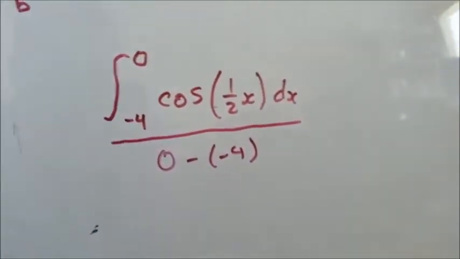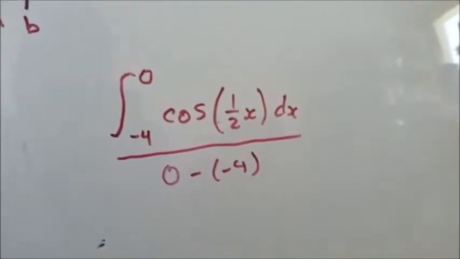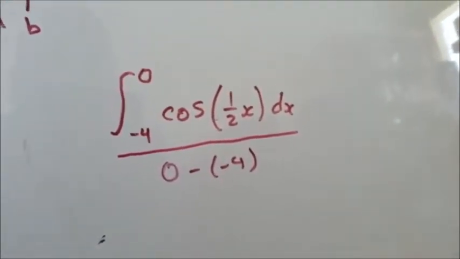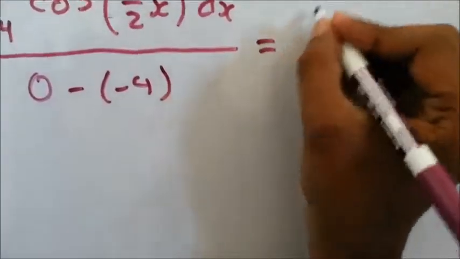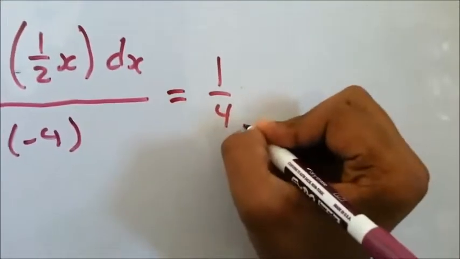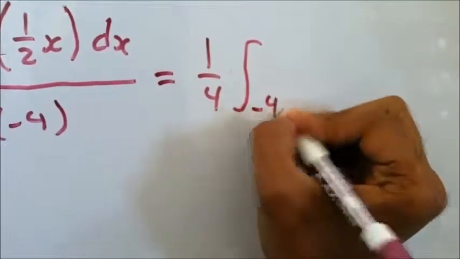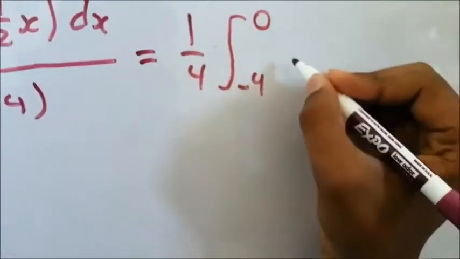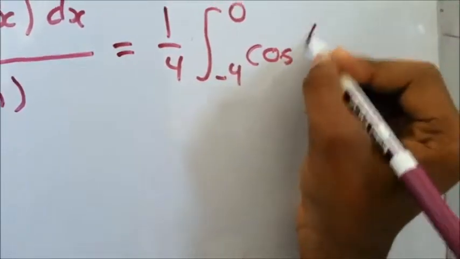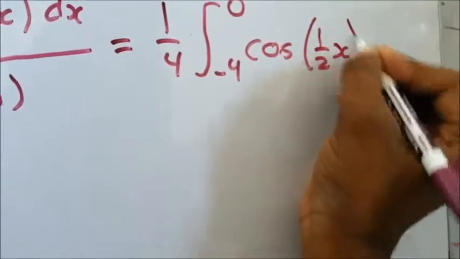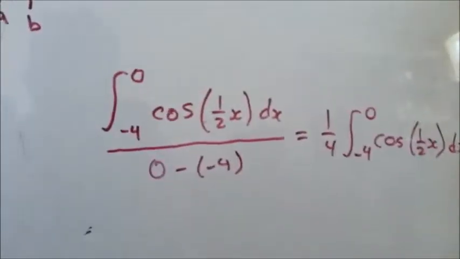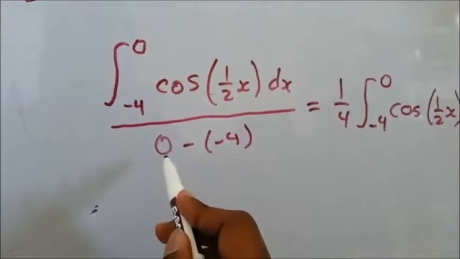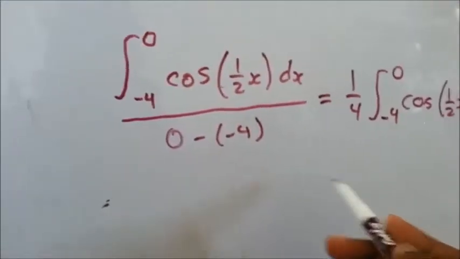Now there we have it. That's how it should look after we plugged all the numbers into the formula and the function cosine half x. But we can simplify this a little bit further by writing it in this format: 1/4 integral from -4 to 0 of cosine half x. All I did here was simplify this part, which 0 minus -4 is just 4, and I moved the integral to the side.